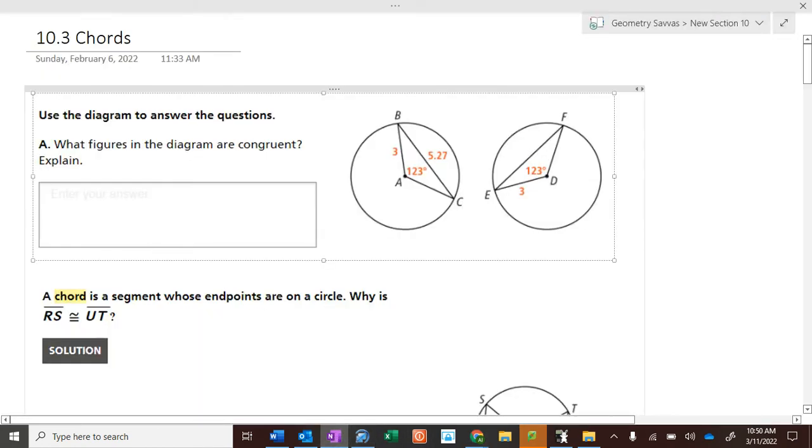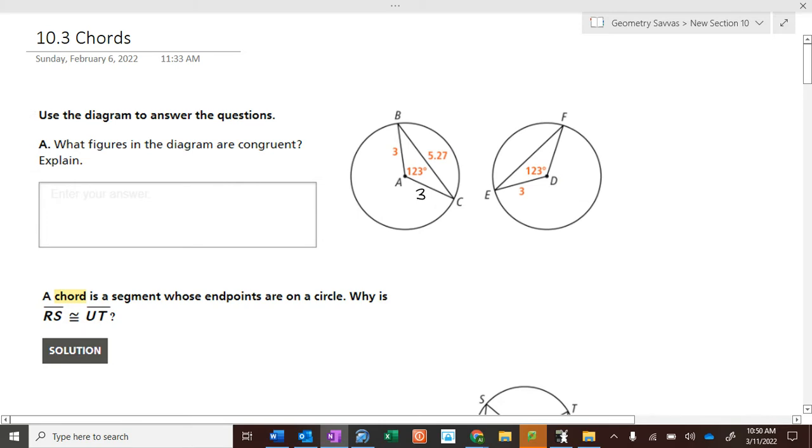Okay, so on this, if we look at these two triangles, in this triangle, AB is 3. The angle is 123. How long is AC? 3. Because every radius of a circle is congruent to itself. So in this circle, ED is 3. DF is 3. And that angle in between is 123. So what can I say about the length of EF?